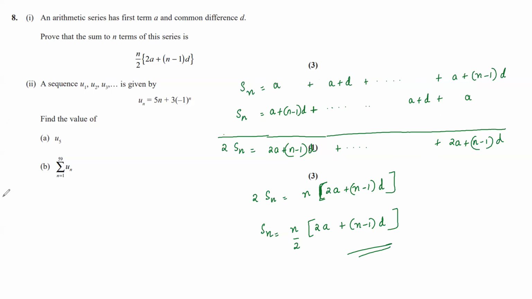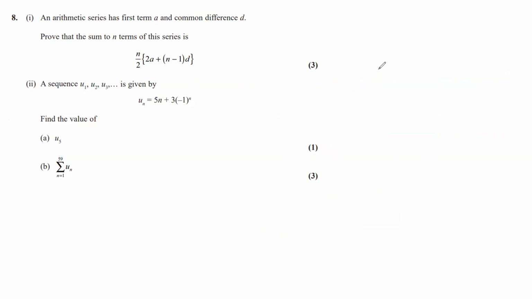Now in the second subdivision, the first part, the nth term is given as 5n plus 3 into minus 1 to the power of n. So here, fifth term, we just replace n with 5. So 5 into 5 plus 3 into minus 1 to the power of 5. Minus 1 to the power of an odd number, we will take it as negative 1 itself. If it was minus 1 to the power of an even number, we will take it as positive 1.